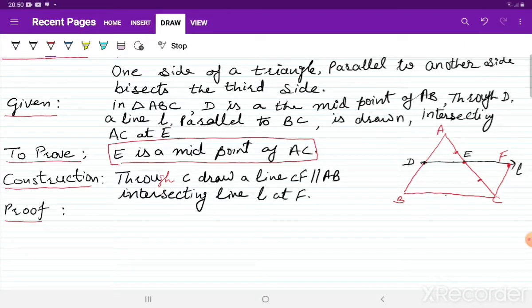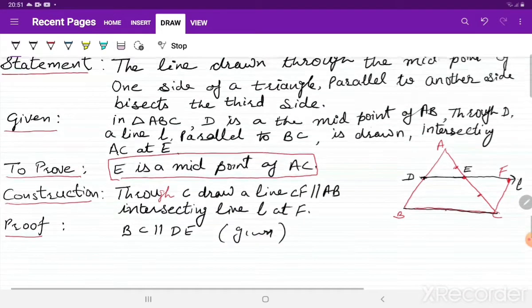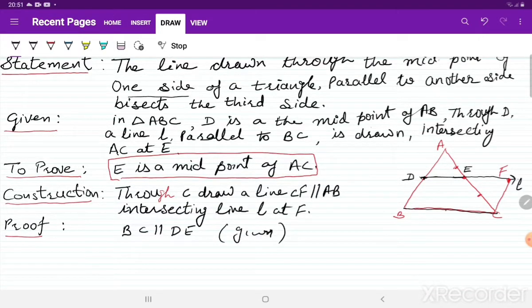So now come to the proof. We have BC parallel to DE. This is given. We'll write it here: BC is parallel to DE. It's already given in the statement. One side of a triangle is parallel to another side. This is your given. So we'll write it here: BC is parallel to DE.